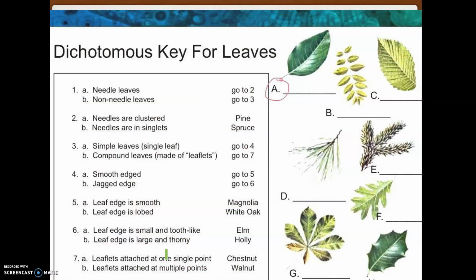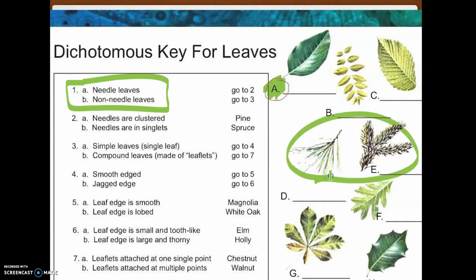But look at this one. So now you've got a bunch of leaves. So let's try classifying this leaf. You don't know what that is. I mean, unless you're a botanist, you probably don't know. So start at 1. Needle-like leaves or non-needle-like leaves. So needle-like leaves would be like these. So it does not have needle-like leaves. So we are going to go to 3.